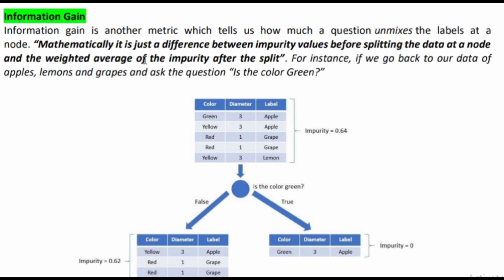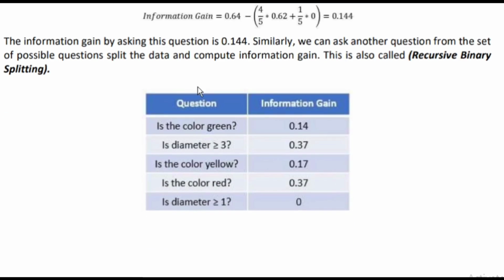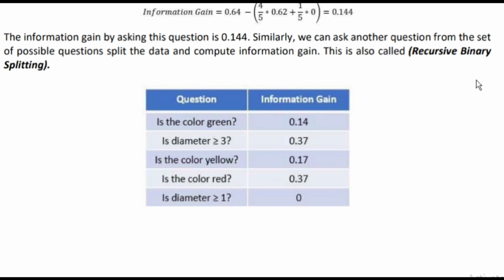Similarly, we can ask another question from the set of possible questions, split the data and compute information gain. This is also called recursive binary splitting. Question: is the color green? Information gain 0.14. Is diameter greater than or equal to 3? Information gain 0.37. Is the color yellow? Information gain 0.17. Is the color red? Information gain 0.37. Is diameter greater than or equal to 1? Information gain 0.